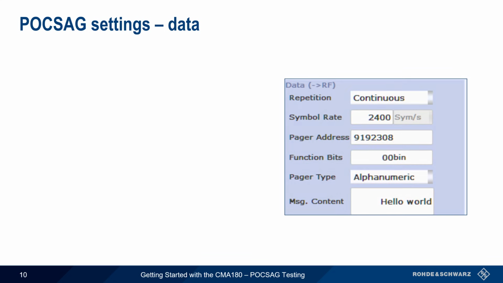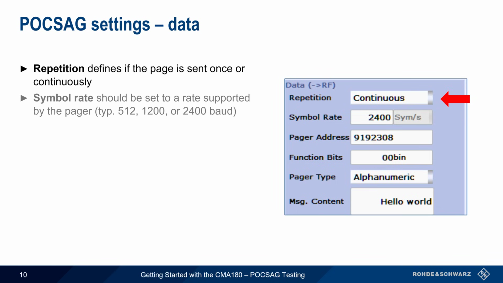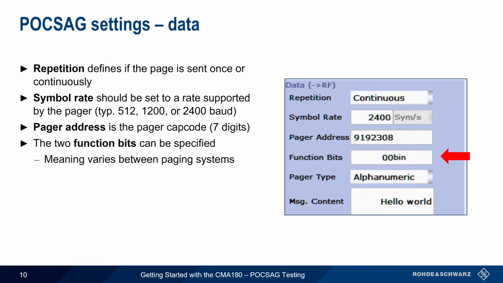Now let's move on to the data settings. Repetition defines if the page is sent a single time or continuously when the generator is enabled. The symbol rate must be set to a rate supported by the pager, typically 512, 1200, or 2400 baud. The pager address field should be configured with a 7-digit cap code from the pager. The CMA allows the two function bits to be set, although the meaning or use of these bits can vary between paging systems.